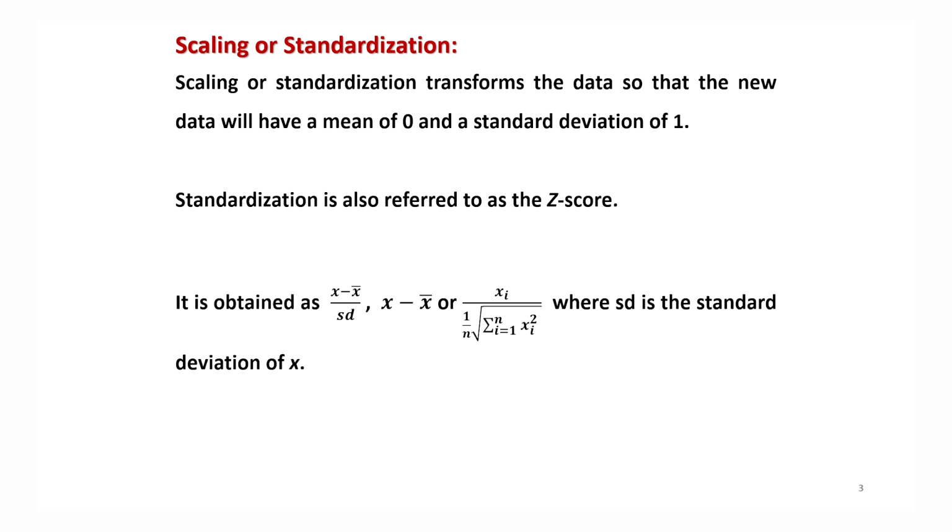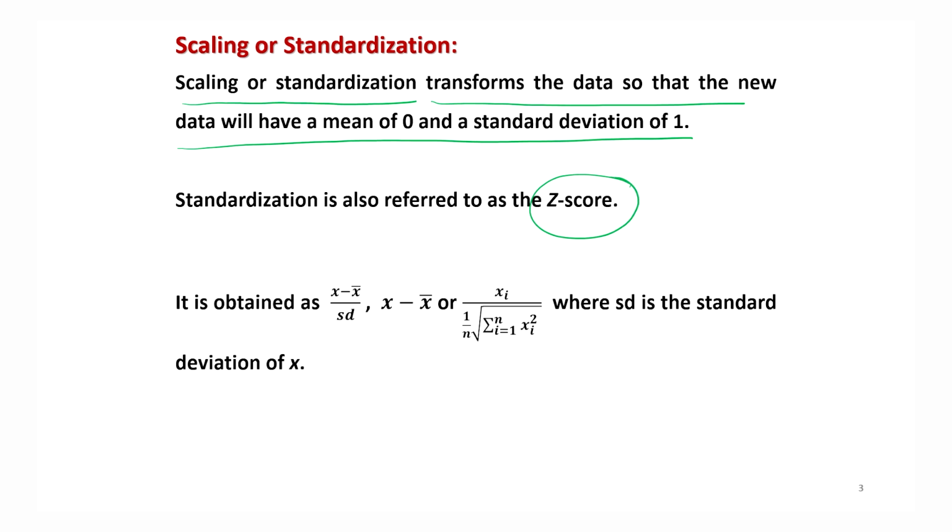So the scaling procedure or the standardization procedure, they transform the data so that the new data will have a mean 0 and a standard deviation of 1, right? And this type of standardization, when we are trying to get mean 0 and standard deviation 1, is also called the z-score. If you try to see, you had done the z-test in which you had taken x bar minus mu upon sigma by root n.